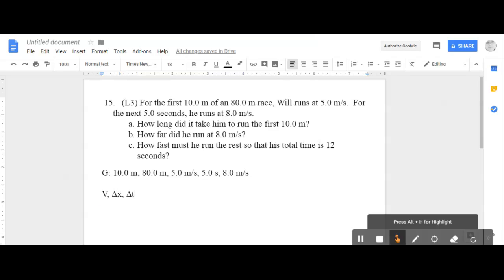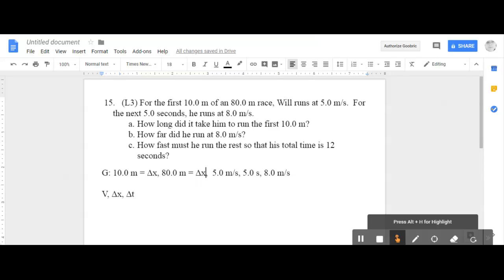And this is how we're going to label our givens. I'll show you how we're going to add on. So we have 10.0 meters. That is a distance, so I'm going to label that delta x. We also have 80.0 meters, so I'm going to set that also equal to a distance.